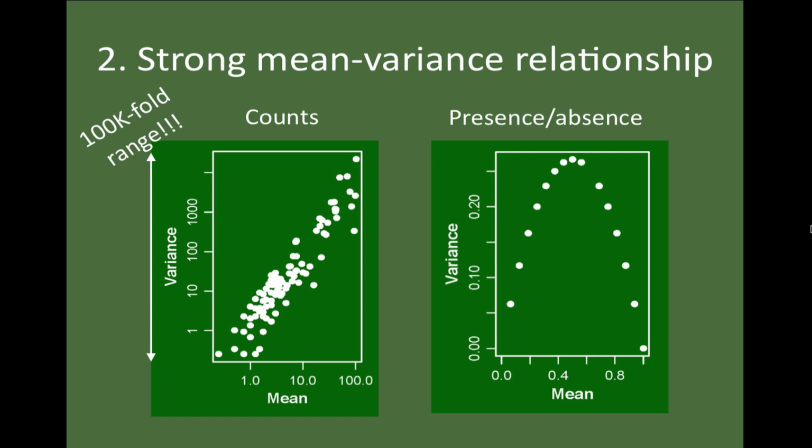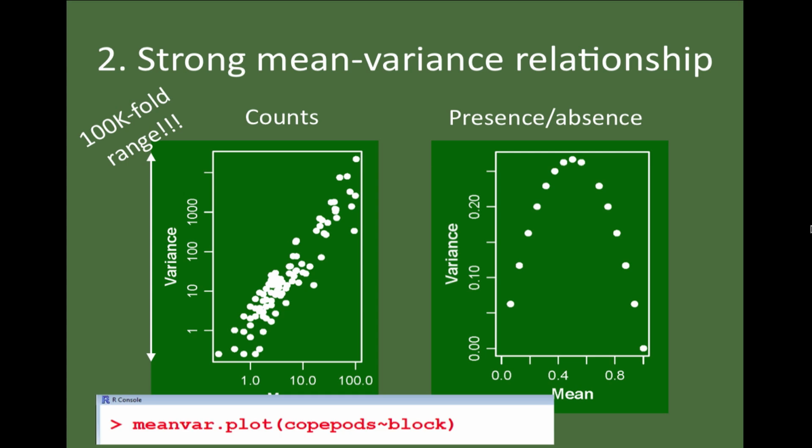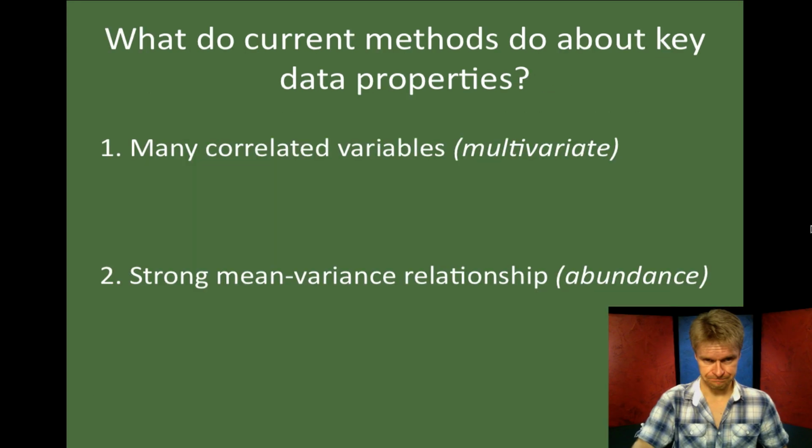And if you're analysing presence-absence data, don't feel like this gets you off the hook. Presence-absence data also has a strong mean-variance relationship that we should be accounting for in analysis. If you're interested in looking at mean-variance plots for your data, the mvabund package has this function, meanvar.plot, which makes it easy to do.